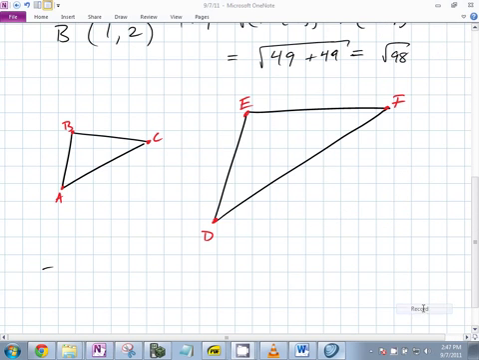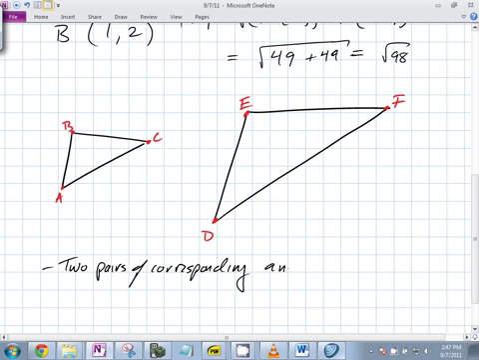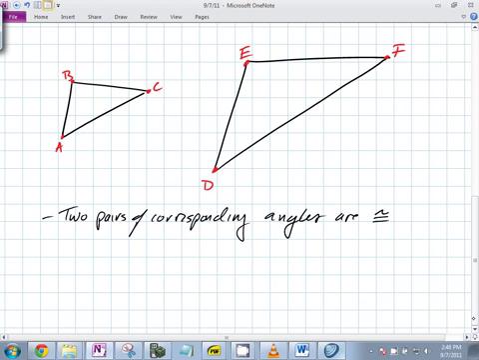Yes. Corresponding angles. That's 2 pairs of corresponding angles. They are what? Congruent. Yeah, so B to E and A to D, for example. Okay, that's one way. What's another way to prove similarity?